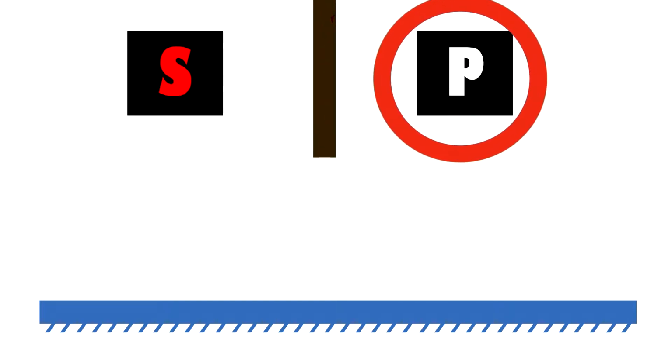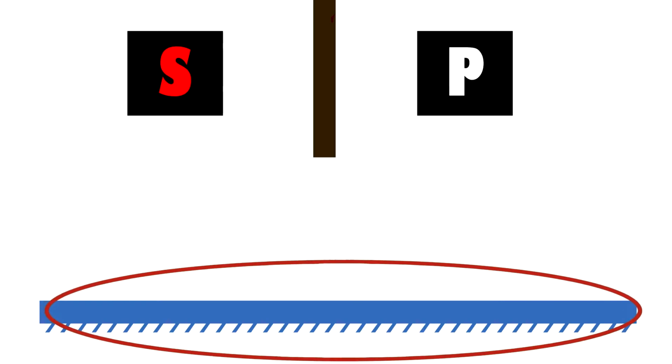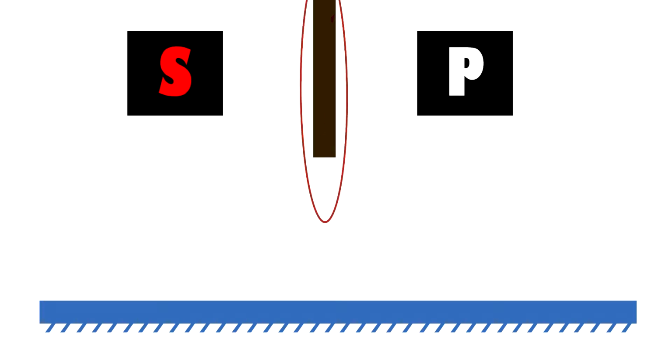Here's the setup. S is the source. It emits red photons. P is the photomultiplier. It detects photons. We have a mirror, and we also have a screen to stop photons travelling directly from the source to the photomultiplier. Let's get on with it.